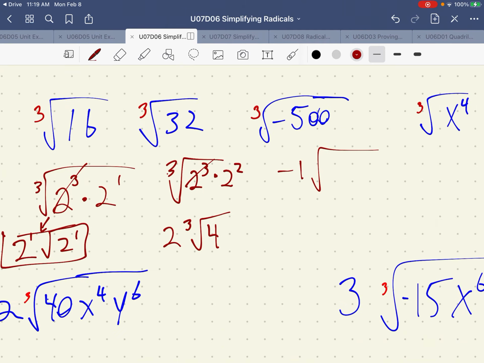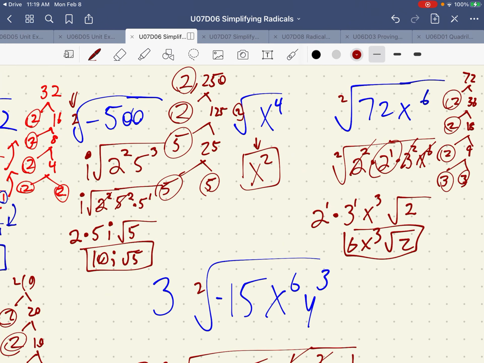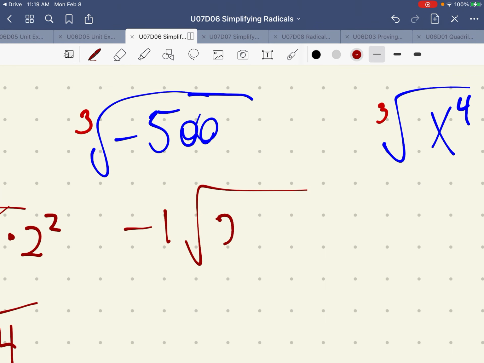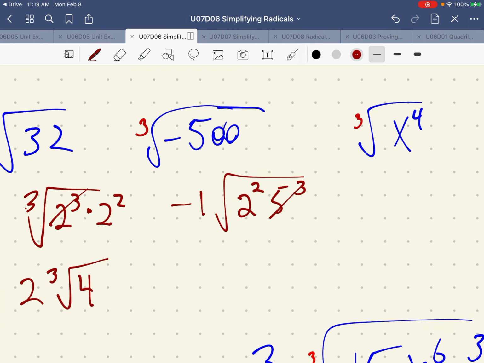We'll look at the factored form of 500. We'll just look back at what we wrote before. It was 2 to the 2nd and 5 to the 3rd. So 2 to the 2nd and 5 to the 3rd. The 5 to the 3rd can come out as a 5, so this will become negative 5, cubic root of 4.